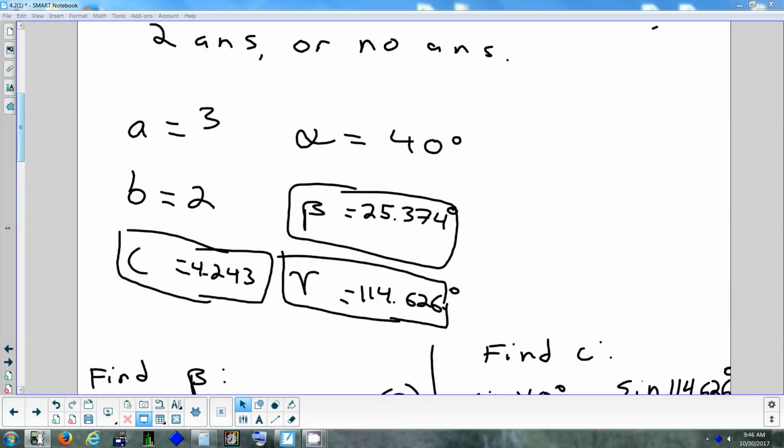Okay. So that's the side-side angle case. This is the only case all week where you have to check for the second answer. Nothing we did before this, nothing we're going to do after this, you ever have to do that. This is the only case, side-side angle. Any questions?